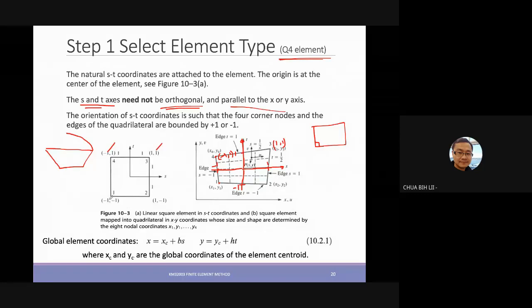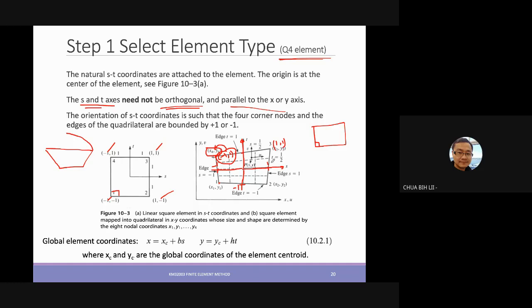So you will get this ST coordinate. But remember, you don't need to be orthogonal like this. That is the main benefit. When you relate this natural coordinate with the global coordinate, the actual coordinate, which is the x4, y4, and so on, that would be the transformation mapping between the ST coordinate and the global coordinate system, right? That would be handled by the particular matrix.